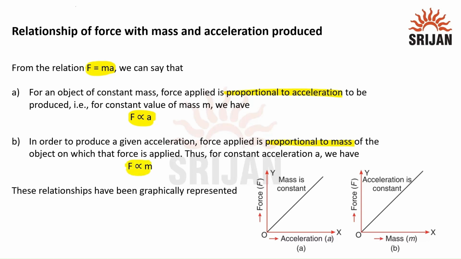So we can represent this graphically. In the first graph, we have force versus acceleration. As force is directly proportional to acceleration, the graph is a straight line. And in the second diagram, we have the graph between force versus mass. And as force is also directly proportional to mass, this graph also is a straight line.